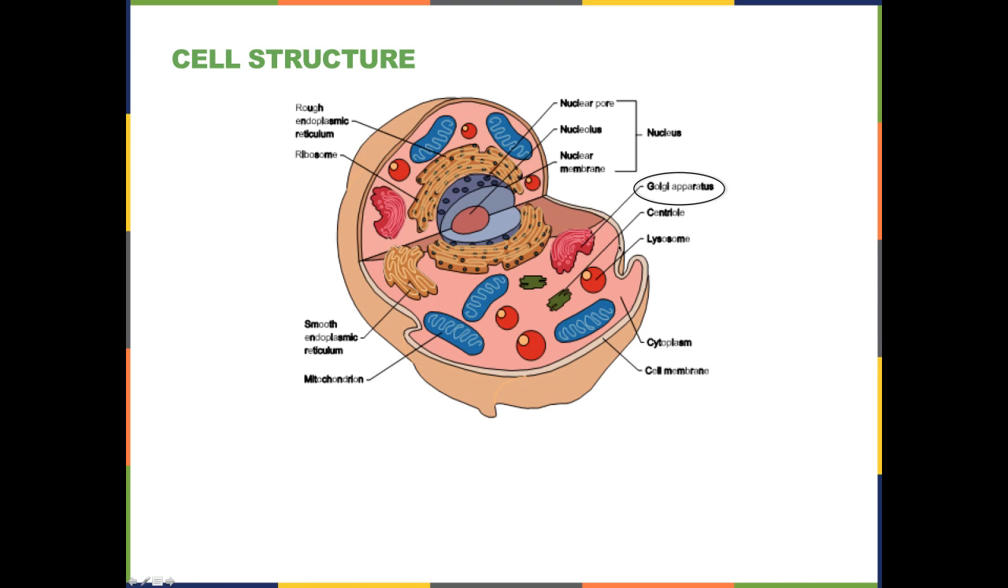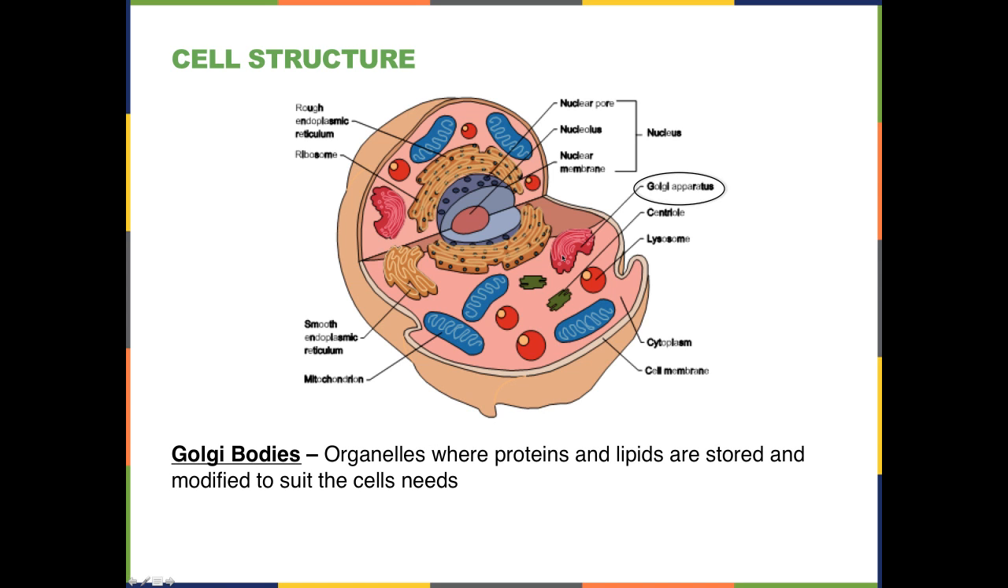This apparatus right here is what some people have called the stack of pancakes. This is called the Golgi apparatus. The Golgi apparatus, or the Golgi body, is an organelle where proteins and lipids are stored and then modified to suit cellular needs depending on what the cells need.